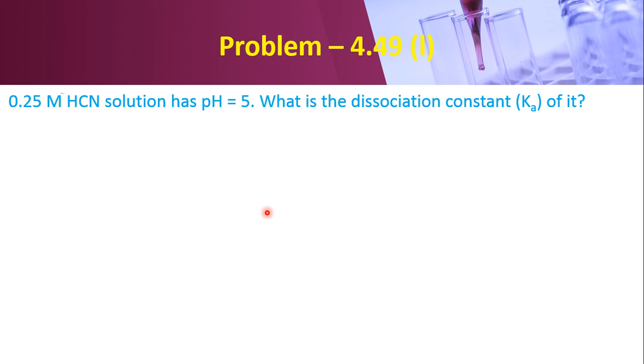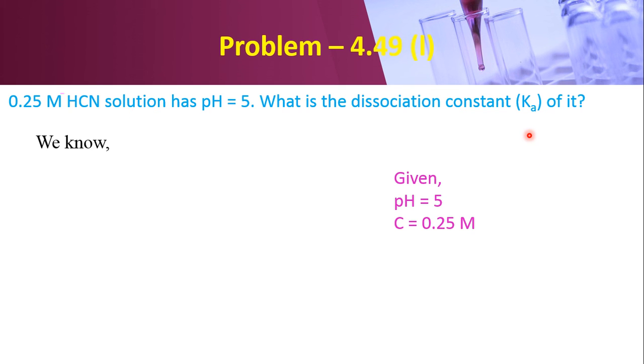Now problem 4.49L. A 0.25 molar HCN, hydrocyanic acid, solution has pH equal 5. What is the dissociation constant of it? Hydrocyanic acid is also a weak acid. So here also the pH is given as 5 and the molar concentration is given as 0.25 molar. You have to find the acid dissociation constant Ka.